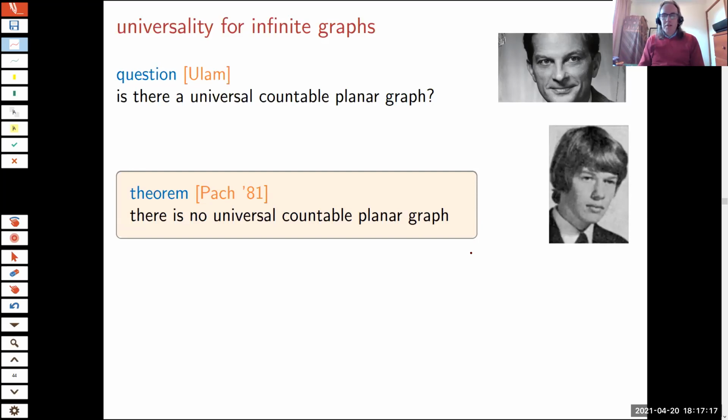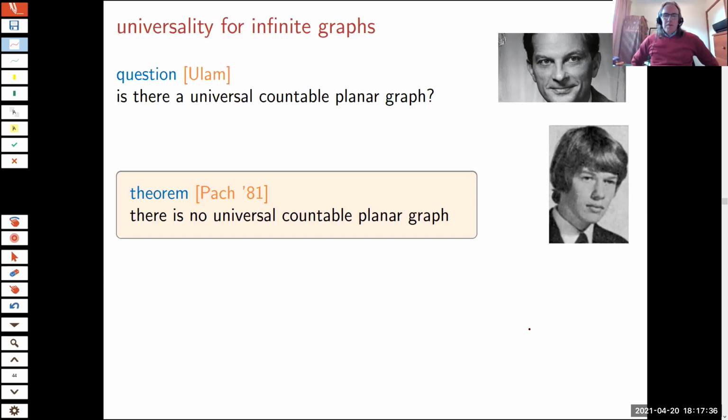This is one of Janos's very first papers. It might be his second paper, I think. I think this is roughly what Janos Pach looked like in 1981. He's a little bit older now. So Janos answered Ulam's question. He said no. He said there is no universal countable planar graph.